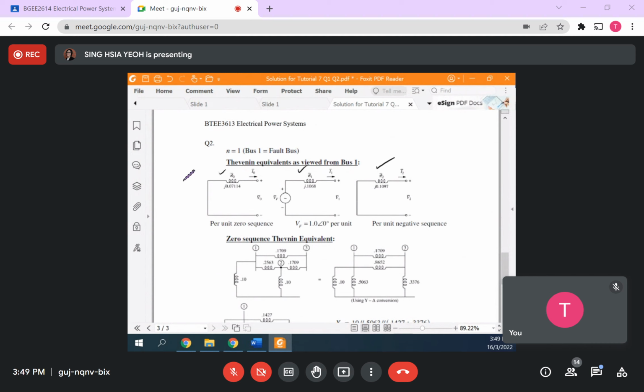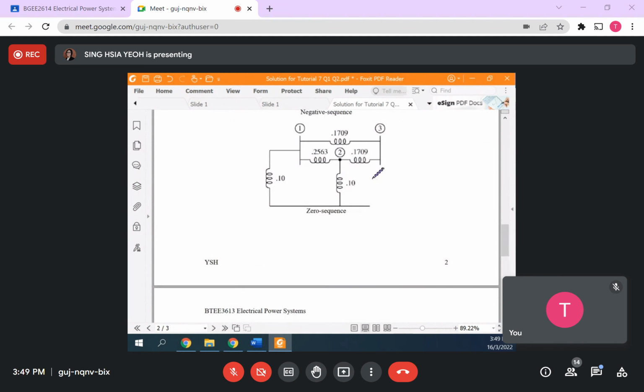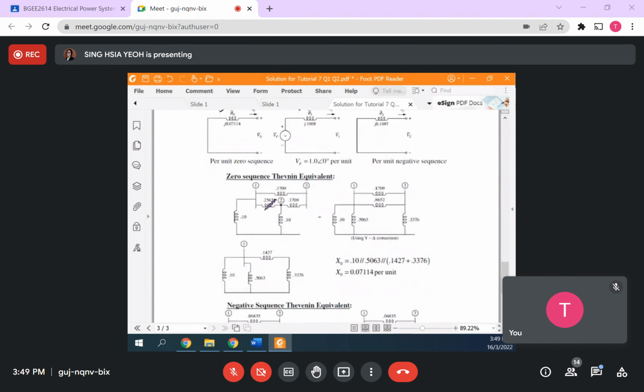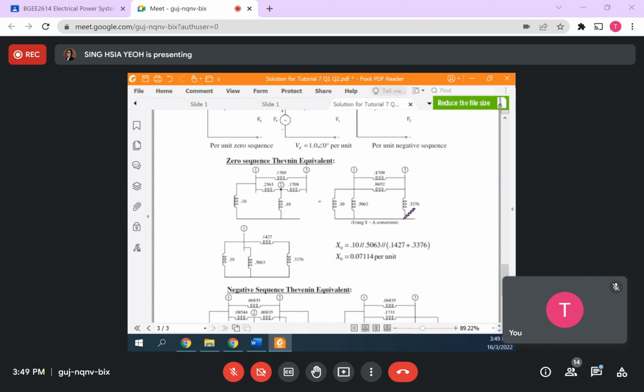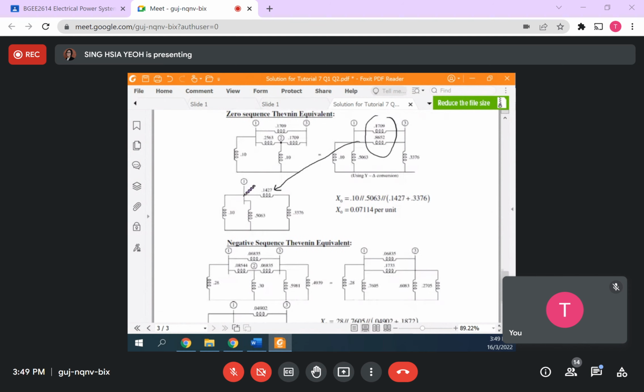So how do you get Z0? Z0 means from this zero sequence diagram, your eye looks inside here. This one is a T to pi transformation. Then this will be in parallel. Series is this one, right? Then you have these two parallel, you have this value. Then line 1, line 2, line 3 series together, and lines 1, 2, 3 parallel together. So you have this answer.